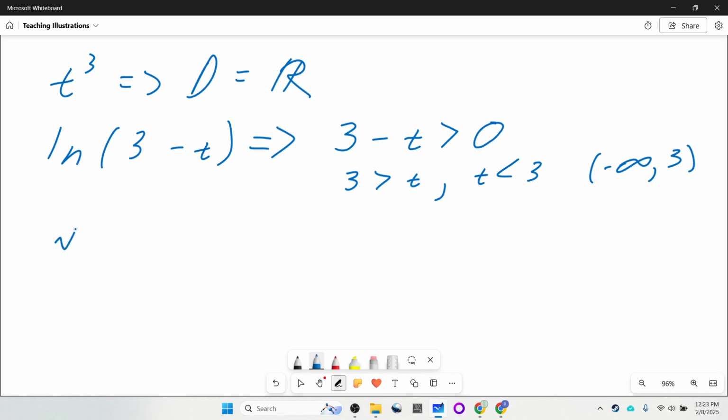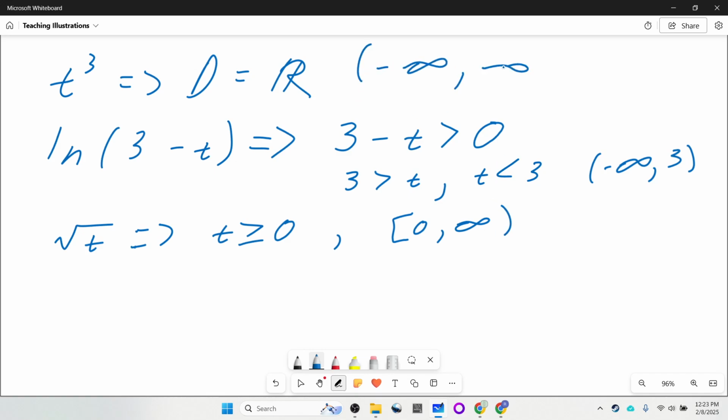And for the third one, square root of t. Well, square root is defined when the argument is non-negative. So for square root, 0 is allowed. So in interval form, it would be bracket 0 to infinity. And the cube one, if you want to write in interval form, would be negative infinity to infinity.